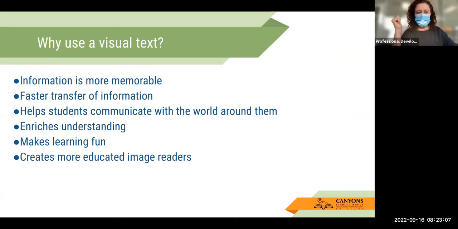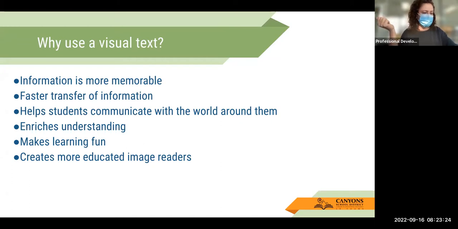It is also a faster transfer of information because the information is presented visually. It is processed extremely quickly by the brain. It helps students communicate with the world around them.